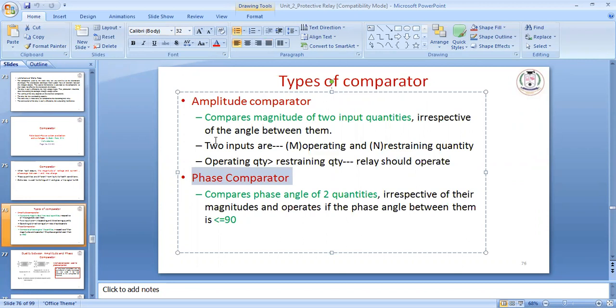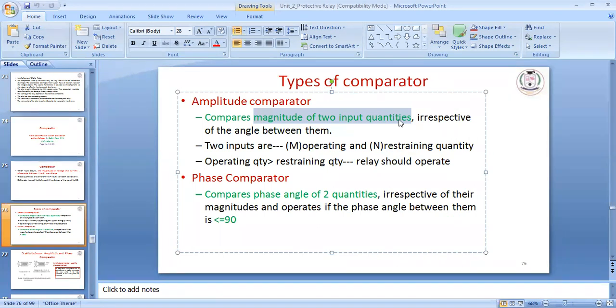Amplitude comparator means it compares the magnitude of two quantities, like the actual current, meaning what current is flowing in my generator at present, and the fault current limit. If both are equal, it reaches the fault supply, or it's going beyond the normal supply. So like that it will compare. For that, the comparator is required. Whatever I have said will compare only the magnitude.